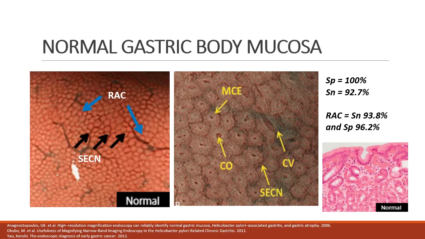In a study done by Anagnostopoulos et al., this pattern corresponded to normal gastric mucosa with a specificity of 100% and a sensitivity of 92.7%. RAC, or the regular arrangement of collecting venules, had 93.8% sensitivity and 96.2% specificity as an indicator of the normal stomach without H. pylori infection.